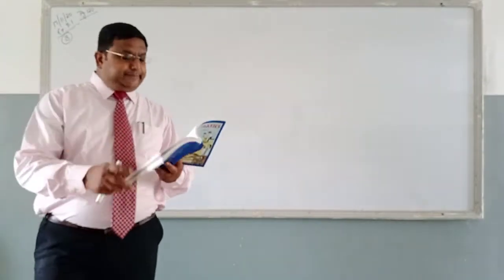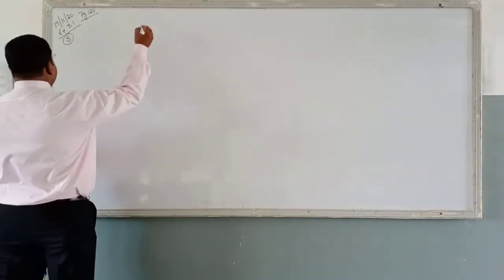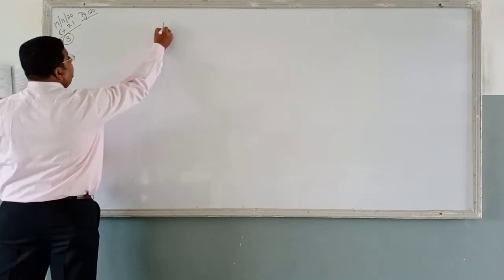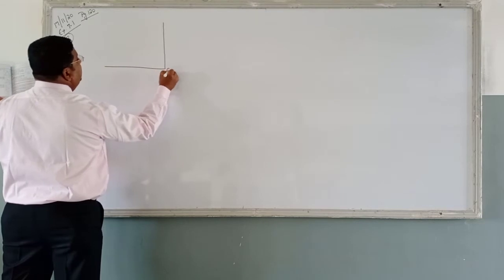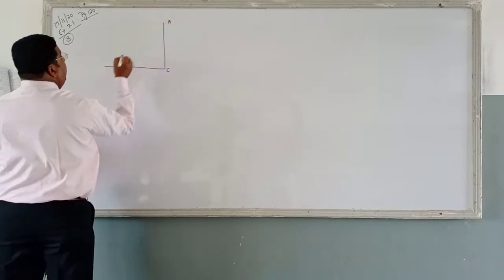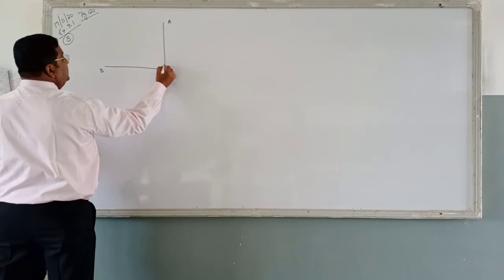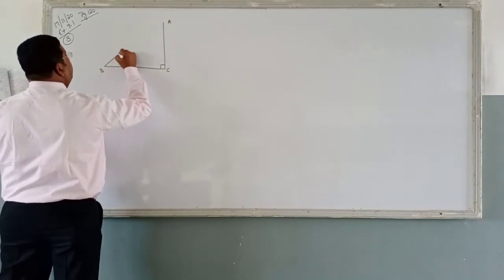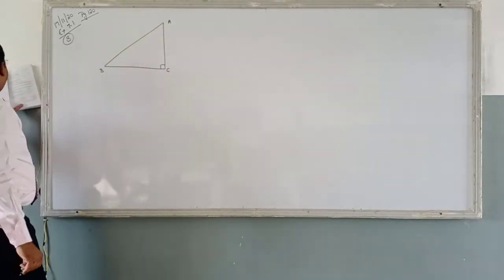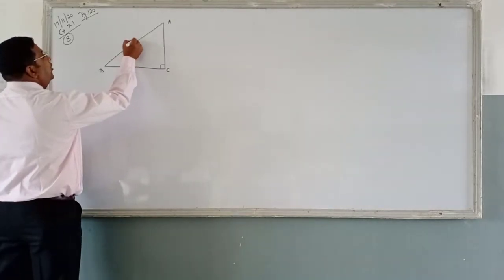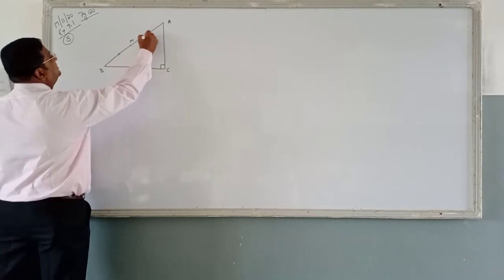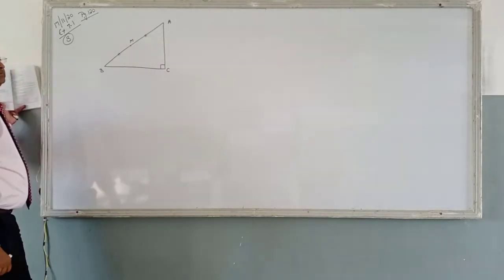What does it say over here? In a right triangle ABC, I am drawing the figure, reading the question. In a right triangle ABC, right angled at C, this is a right angle triangle. Right angled at C, this is A and this is B. M is the midpoint of the hypotenuse AB. So that means this AM is equal to BM.